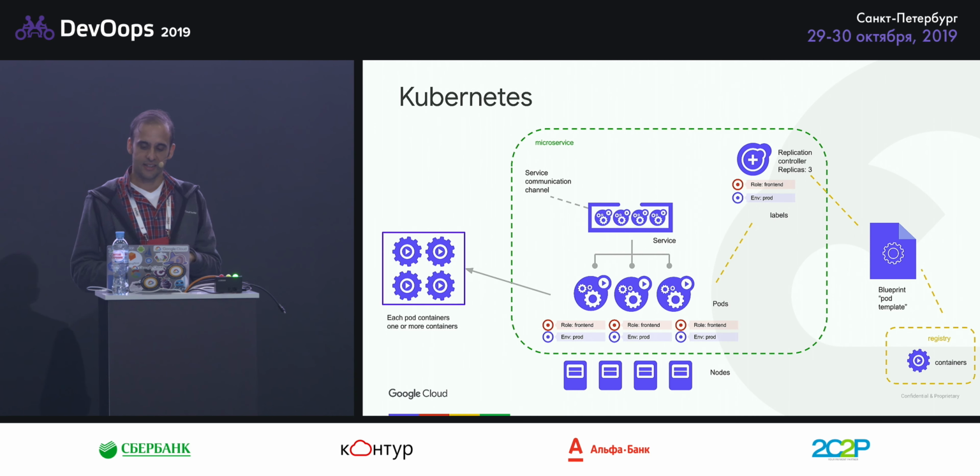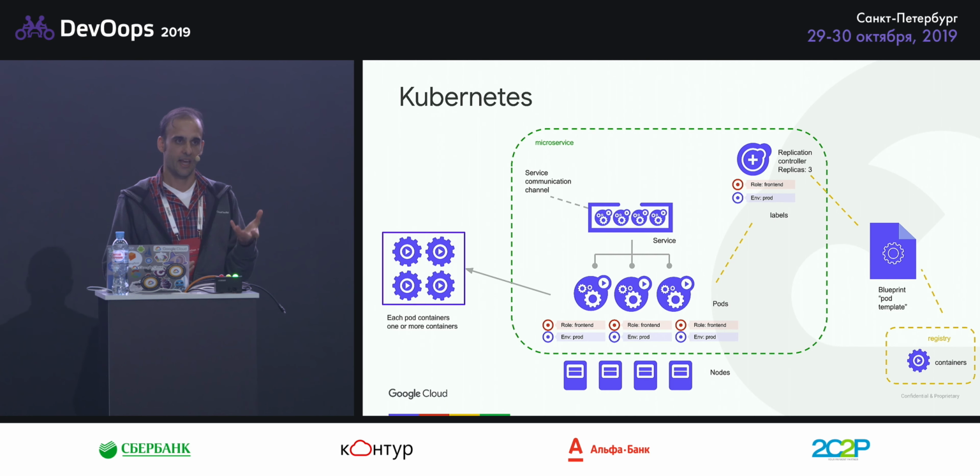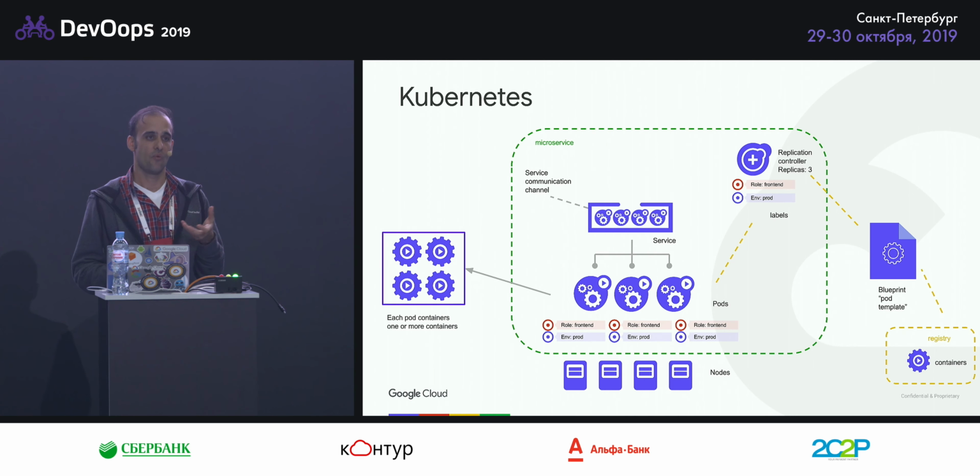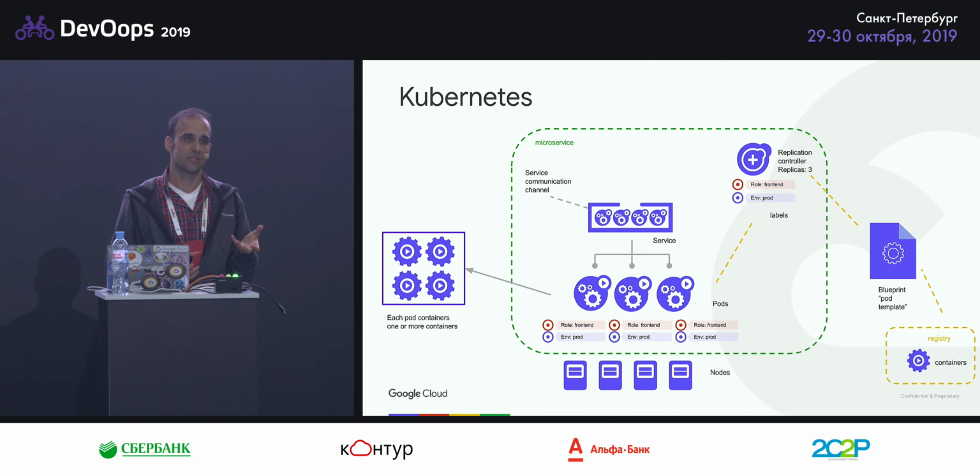Now, as you can see, a microservice is not just your code anymore. It's a combination of your code containerized and a combination of what Kubernetes provides with replication controllers, scheduling, and running your pods, and the service kind of load balancing your pods, and many other things that Kubernetes provides.